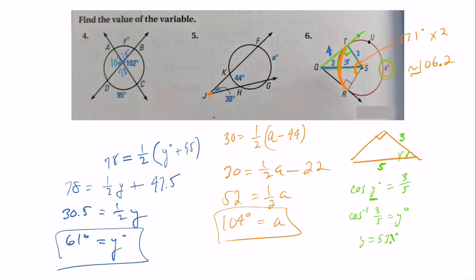So what's left? What's x? Well, it's just what's left of the circle. So if I take 360 minus the 106.2, again, I'm approximating, but 360 minus 106.2, you get about 253.8 degrees.